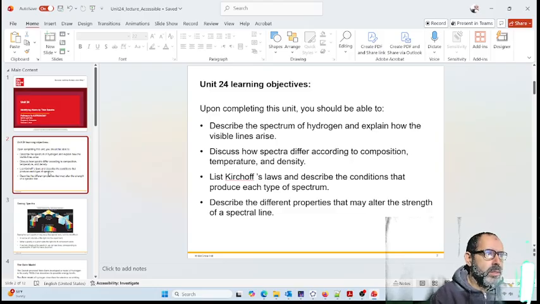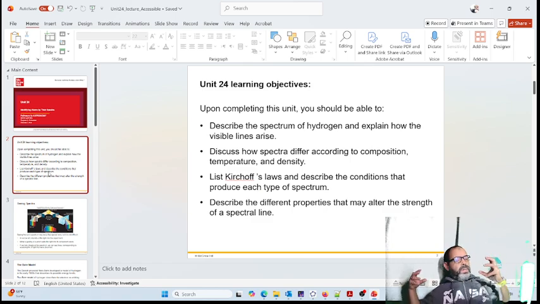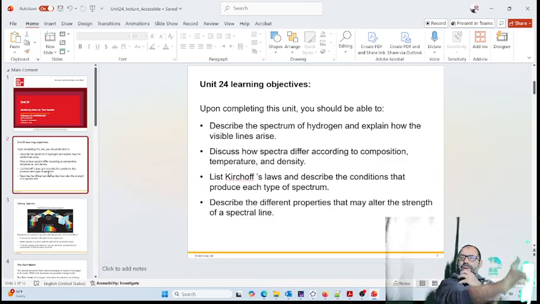So again, discuss how spectra differ according to composition, temperature, and density, list Kirchhoff's laws, and describe the condition that produce each type of spectrum. Basically, you have either an absorption spectrum, where you have, for example, light coming from a hot source, going through a gas, and then going through to the measurement or to our eyes. If we do an analysis, we will see the entire continuous spectrum as it's emitted, except it's missing some lines.